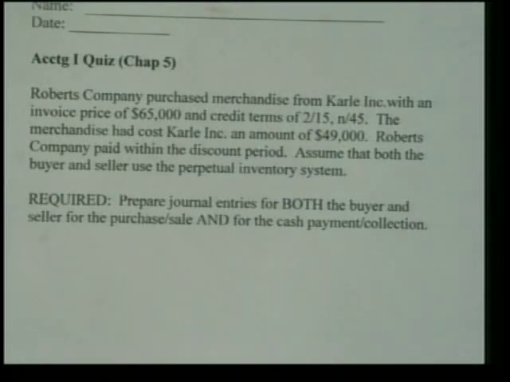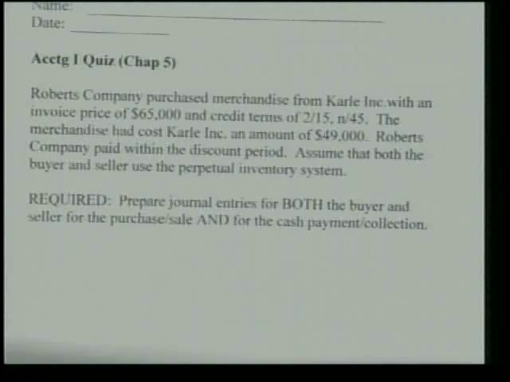Robert's company purchased merchandise from Carl, Inc. with an invoice price of $65,000 and credit terms of 2/15 net 45. The merchandise had cost Carl an amount of $49,000. Robert's company paid within the discount period. Assume they use a perpetual inventory system. Okay, we can do that. Let's go ahead and take a look at this.